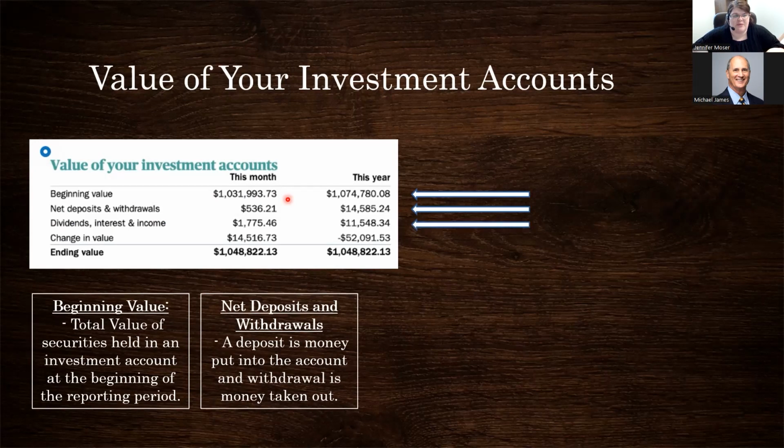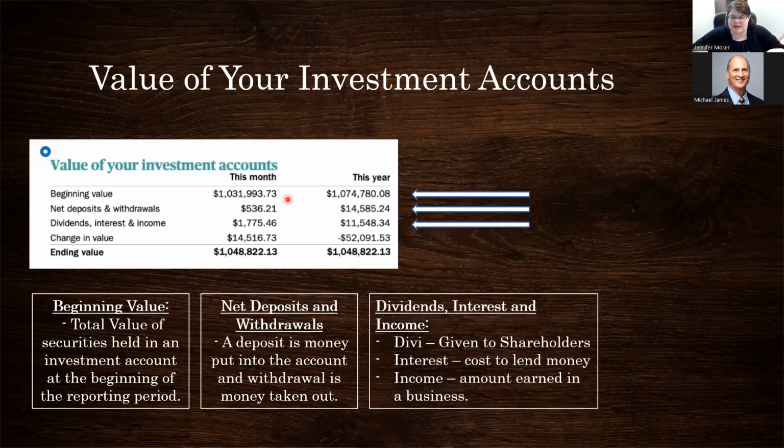Our next one that we're talking about is dividends, interest, and income. So dividends, or divvy, are what's given to shareholders. They are the amount that is given. Normally it's a couple of cents on whatever stock you purchased. Interest is the cost to lend that money. It's the interest on the value of the money. And then, of course, income is the amount earned in the business.